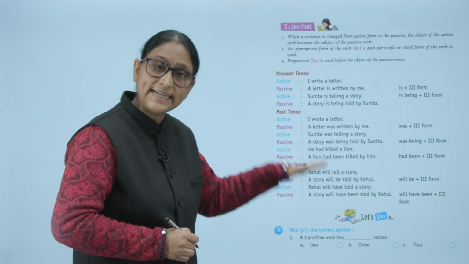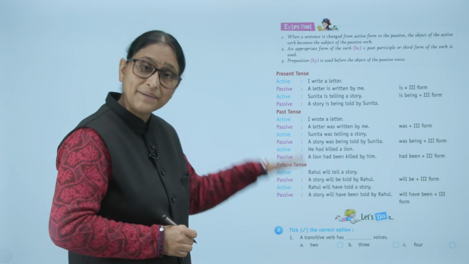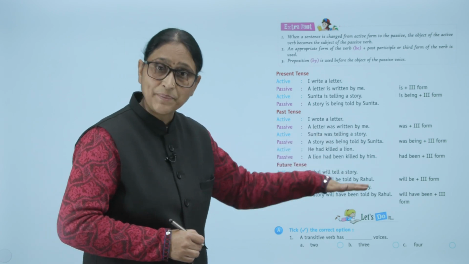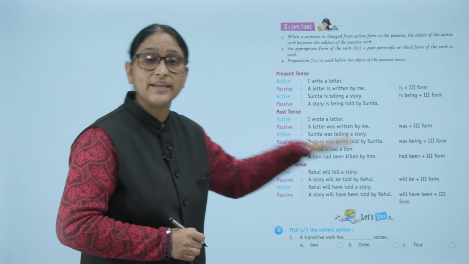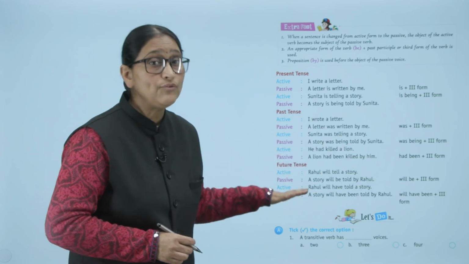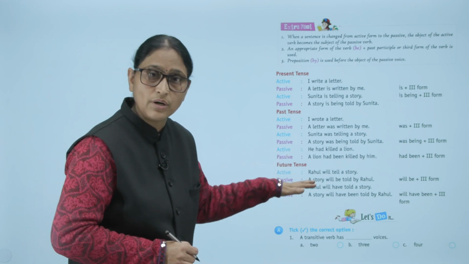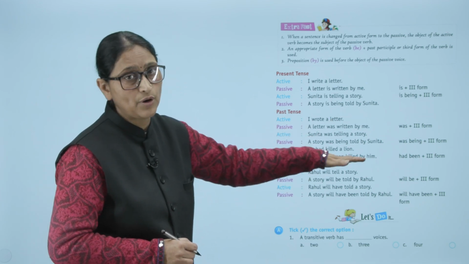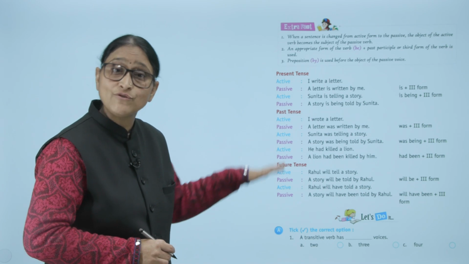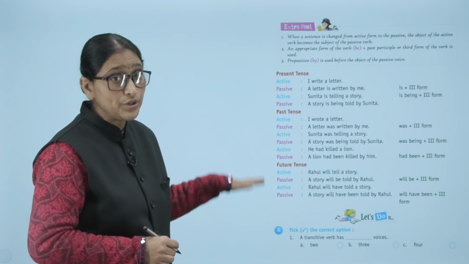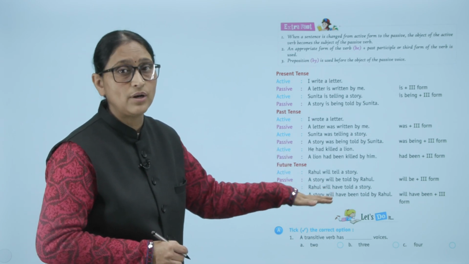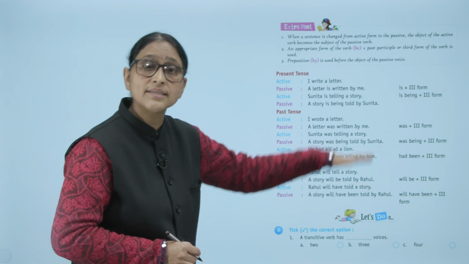He had killed a lion. A lion had been killed by him, had been plus third form. In future tense, Rahul will tell a story. A story will be told by Rahul, will be plus third form. Rahul will have told a story. A story will have been told by Rahul, will have been plus third form.